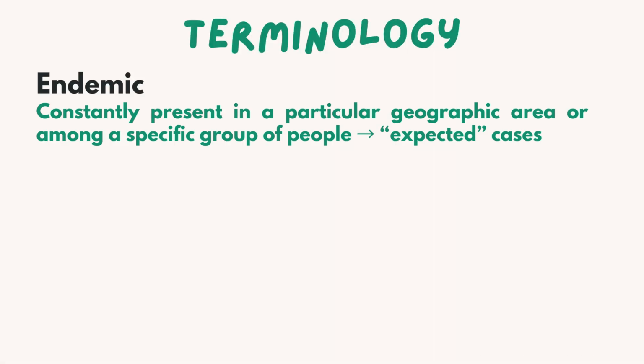Endemic. When a disease is endemic, it means it's constantly present in a particular geographic area or among a specific group of people. It doesn't cause sudden spikes or widespread panic, but it also doesn't go away. The disease is more or less expected to be there. It has found a balance with the local population, often because of environmental conditions or lack of access to healthcare.